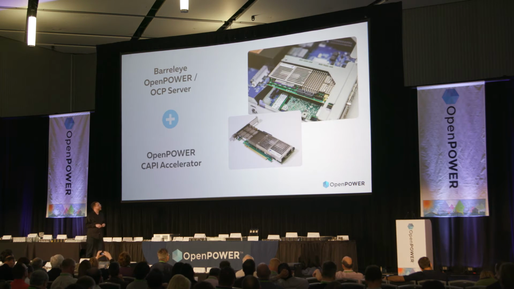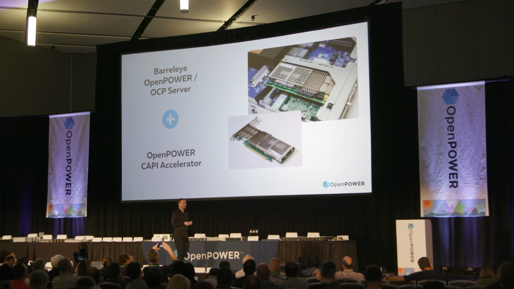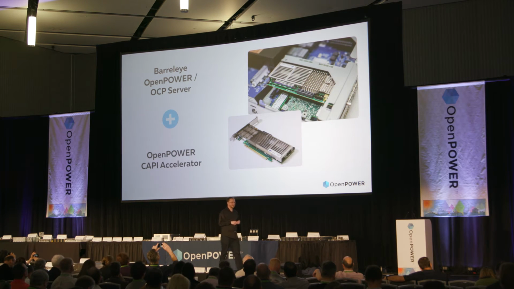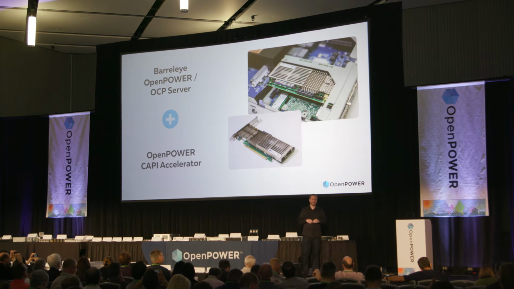So we think of this as the starting point to get into things like CAPI and NVLink. This is a server that represents not just something we can get production value out of on our cloud today, but it's a sandbox of sorts, and we'll come back to that in a minute.